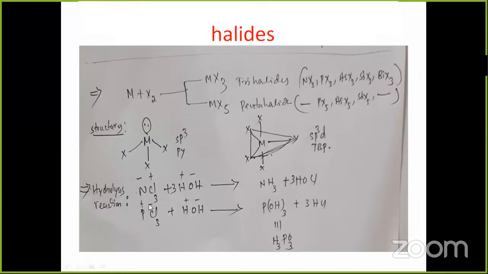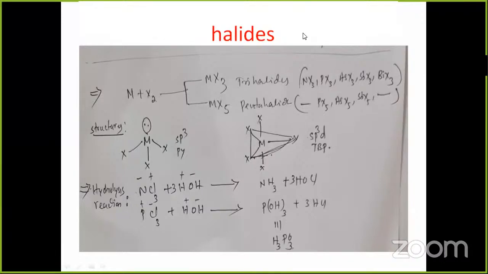Now these two reactions are very, very important. NCl3, when dissolved in water, gives NH3 and HOCl, hypochlorous acid. And PCl3 plus water gives phosphorus trihydroxide plus HCl, the phosphorus trihydroxide being nothing but phosphorous acid. So these are the two hydrolysis reactions. Addition of water to NCl3 and PCl3 gives different acids. NCl3 produces hypochlorous acid and phosphorus trichloride produces phosphorous acid.